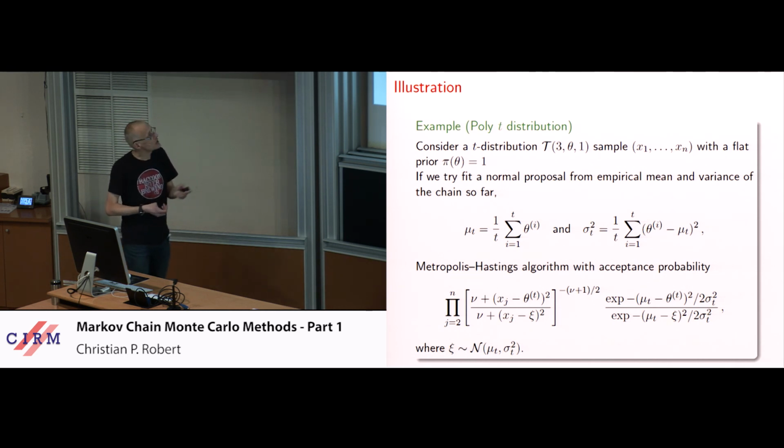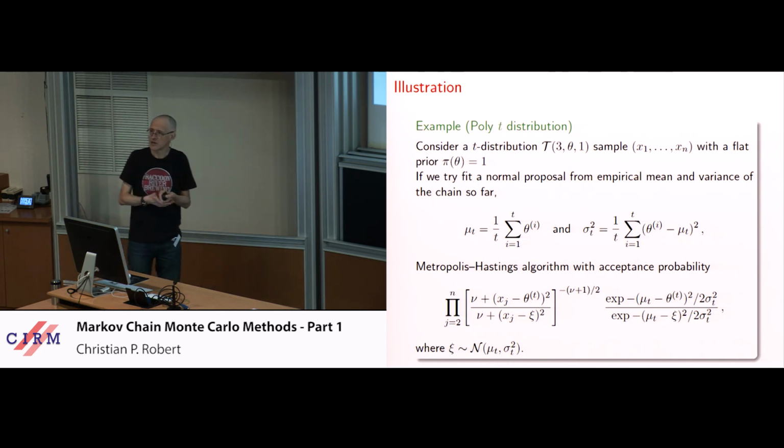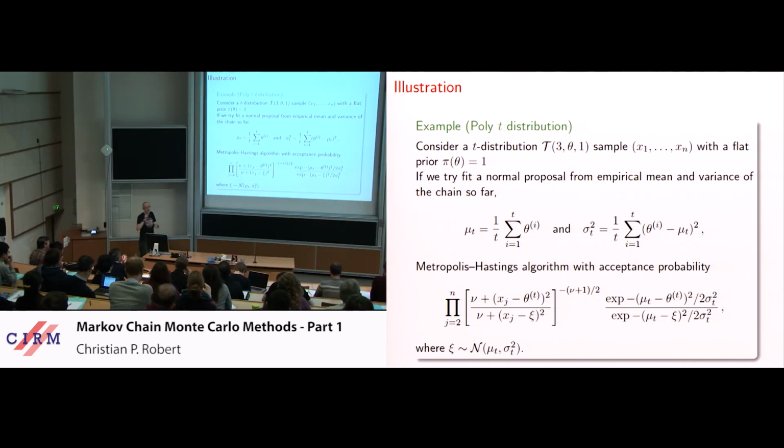It should be fine, because essentially this should converge to the right mu, and this should converge to the right sigma square by ergodicity. So I create a normal independent with mean mu and variance sigma square, except that I use a past of my Markov chain to estimate this mean and this variance. And again, this was a standard suggestion in the early years.